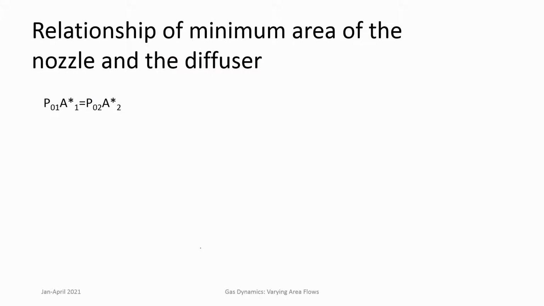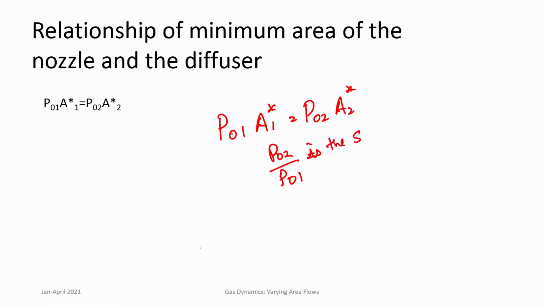So, the guiding principle we have discussed is P01 A1 star equal to P02 A2 star, where P02 by P01 is the stagnation pressure ratio across a normal shock.